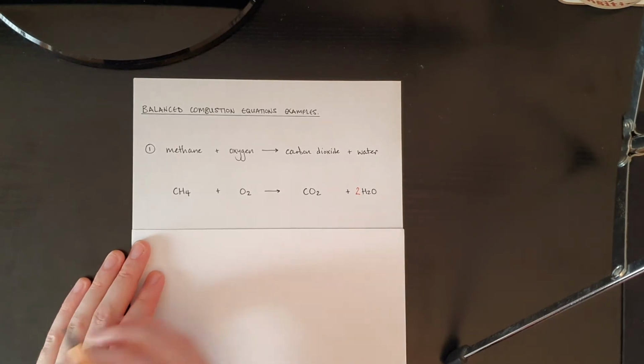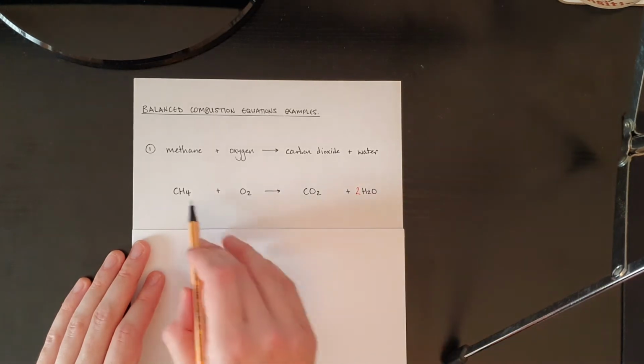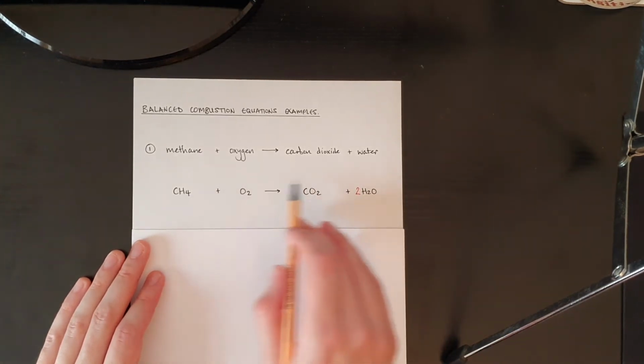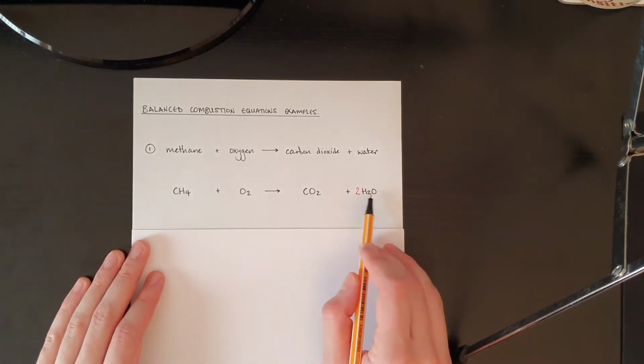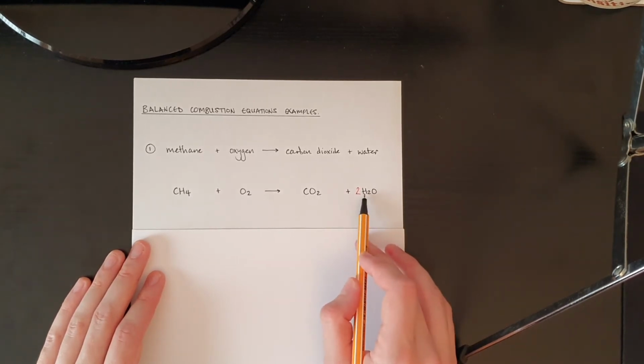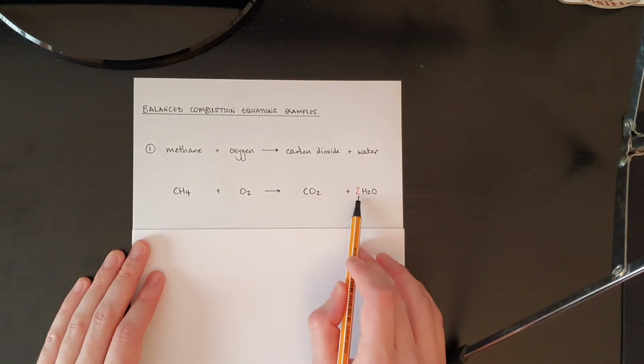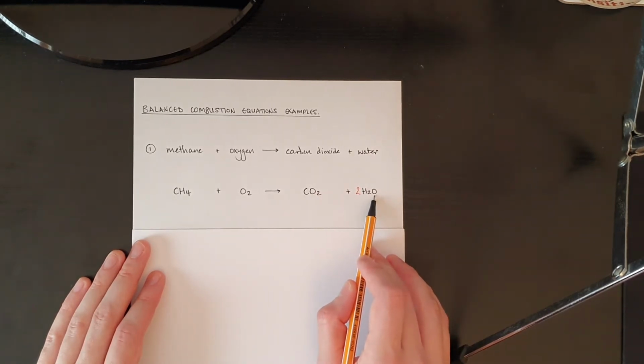Now, in doing that, not only do I now have 4 hydrogens, which is what I want, because there's 4 on this side, so they're now balanced, I now also have 2 oxygens, because that big 2 affects the entire compound. So, I've now got in total on the right hand side, 1, 2, 3, 4 oxygens. Not my original 3 that I started with.